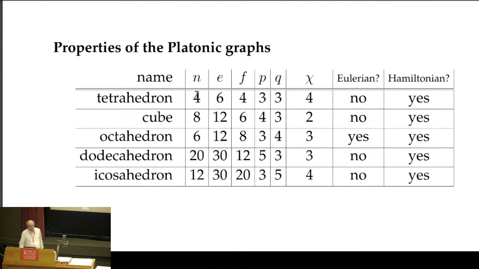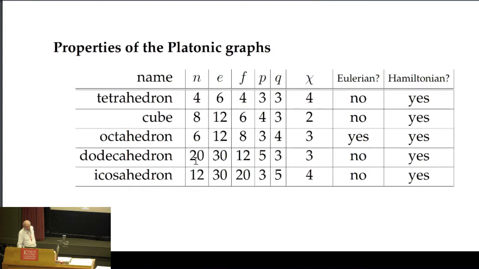N is the number of vertices, obviously. So 4 for the tetrahedron, 8 vertices for the cube, 6 for the octahedron. There's this duality. A cube and an octahedron are dual. You've got the number of edges, but skip that to the number of faces. To get from a cube to an octahedron, you swap vertices and faces. So 8, 6 becomes 6, 8.